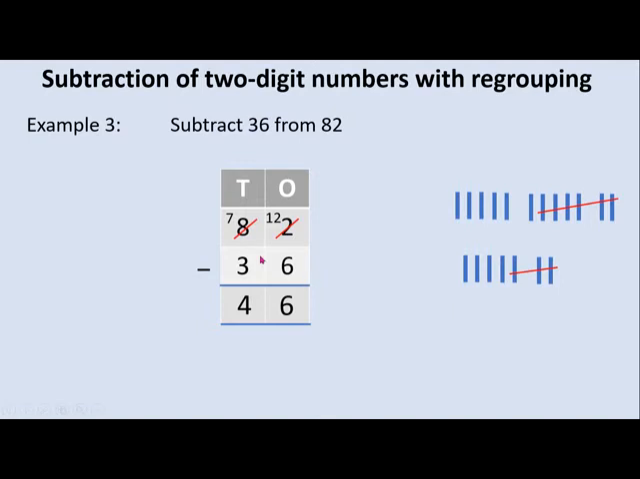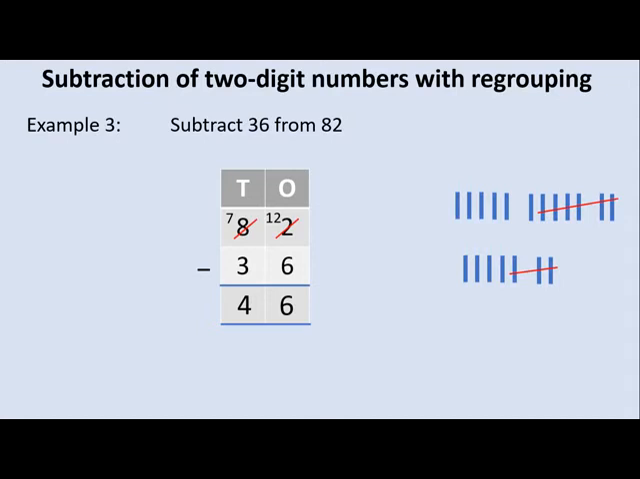So 82 minus 36 is equal to 46. Or you may say, when you subtract 36 from 82, the difference you get is 46. So this is how you should subtract by regrouping the digits when the digit in the ones column is less than the number written below.